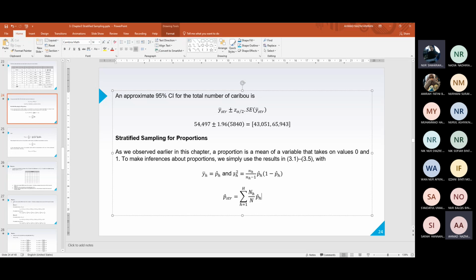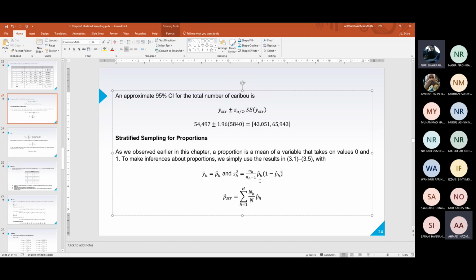Let's say you don't have the variance, sorry, the variance of each stratum. Let's say in your final assessment, I don't give the variance of each subpopulation, or for each strata, but I give you the proportion value. Okay, so you can use this formula to estimate or to approximate the variance of the strata.